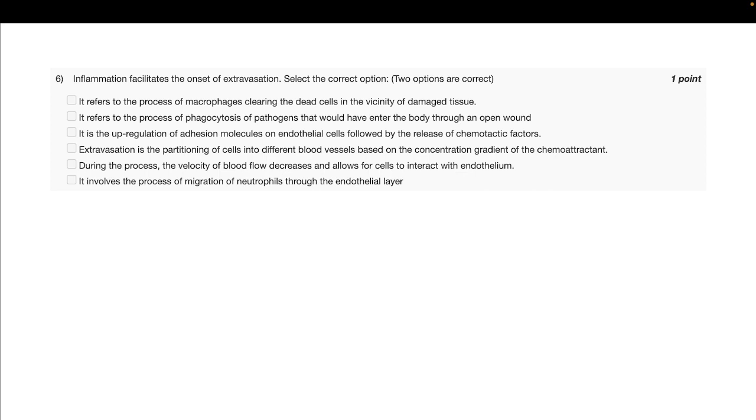The next question is: inflammation facilitates the onset of extravasation, and we have to select two correct options regarding this process of extravasation. I'll give you guys some time to read through the options. After that, you can let me know if you have the answer.